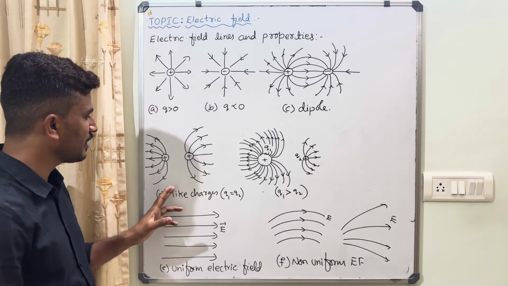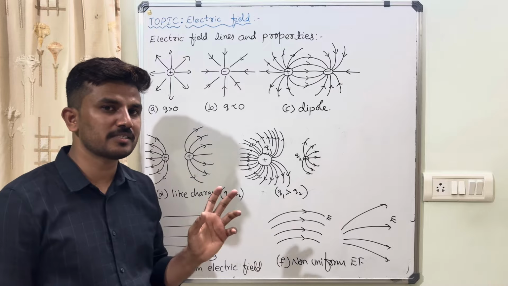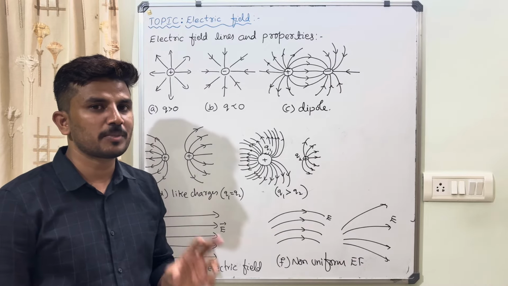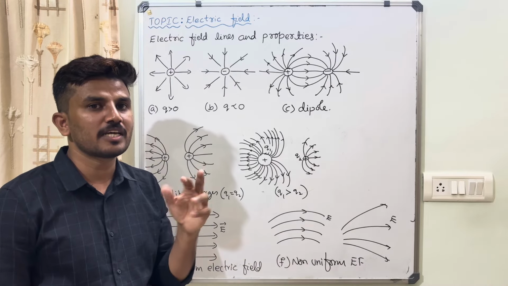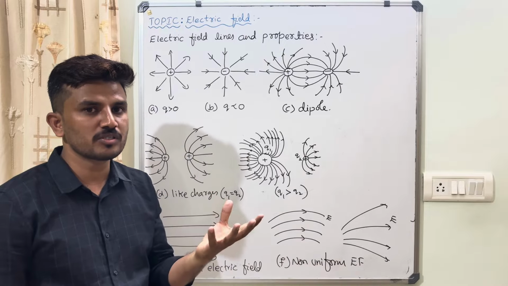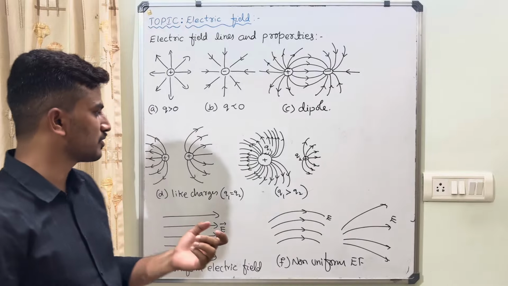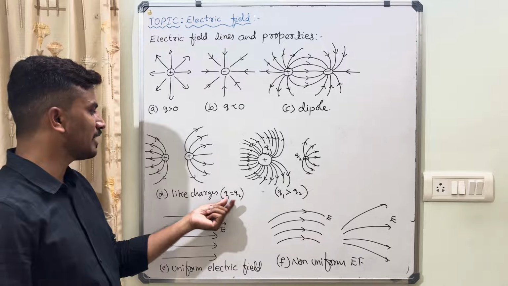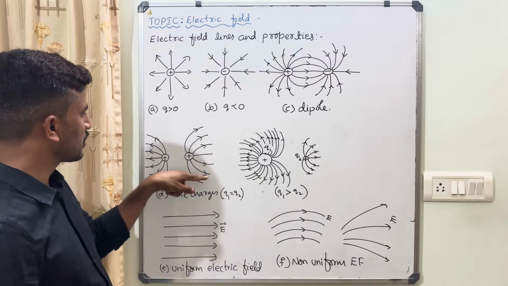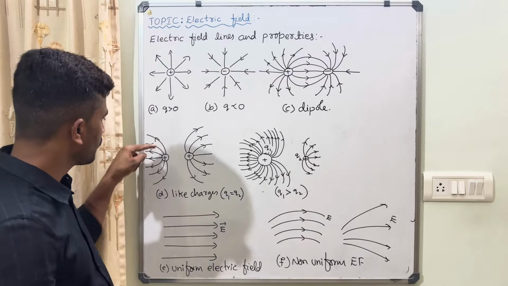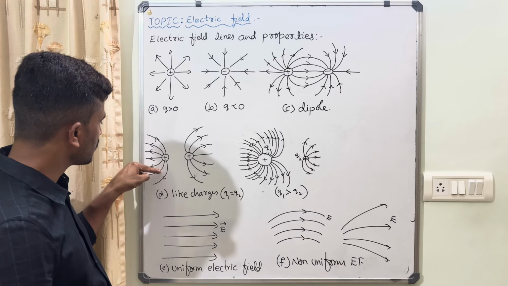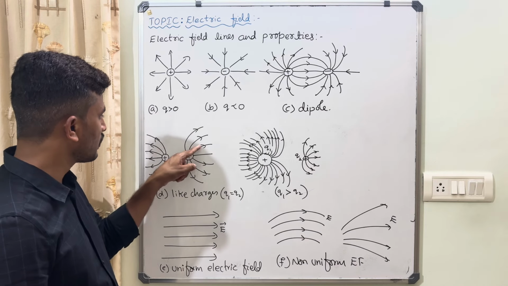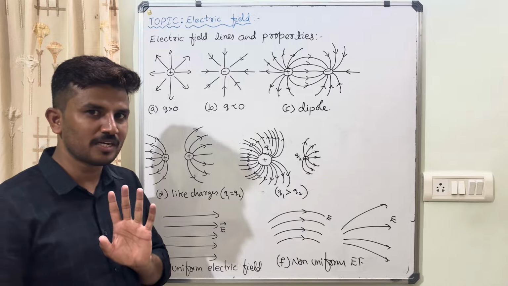And then here we have two like charges. You can take plus plus or minus minus also. If you take plus plus, the direction of electric field is outwards, and for negative charge it is inwards. So like charges with equal magnitude, number of field lines will be same on both sides. See, q1 is equal to q2, 1 2 3 4 5 6 7, 1 2 3 4 5 6 7. Number of field lines same, yes or no?